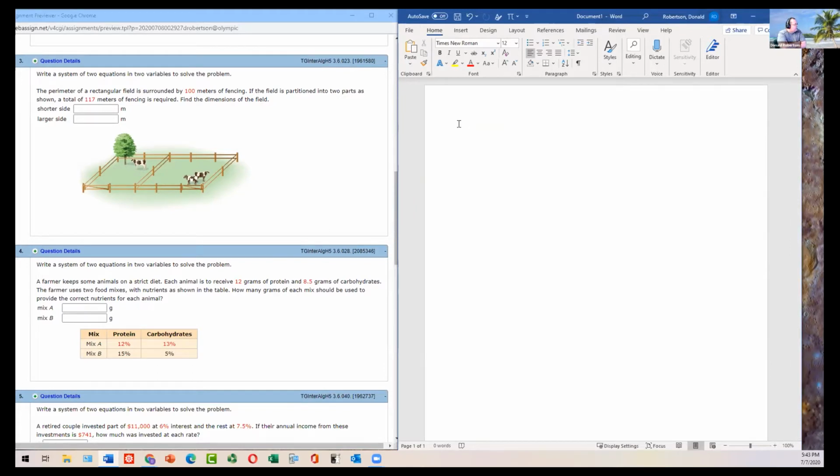The perimeter of a rectangular field is surrounded by 100 meters of fencing. So you can imagine going round the outside of this shape. And the field is partitioned into two pieces by adding an extra little fence in the middle. And when they do that, the total amount of fencing is 117. So you can see there's two different numbers here, which is definitely going to be where I'm going to get my two equations from. But first things first, let's make x equal the length.